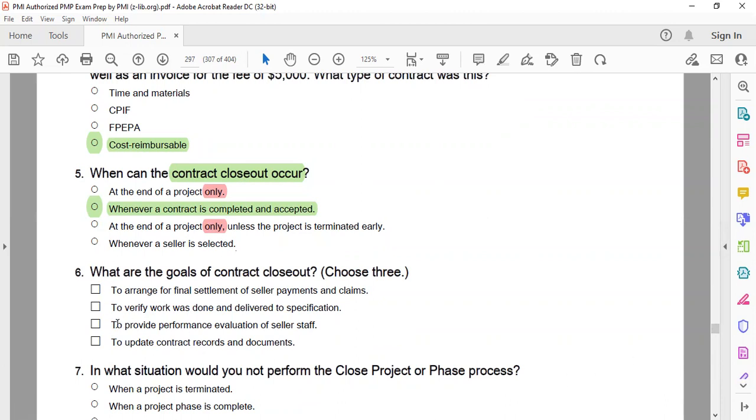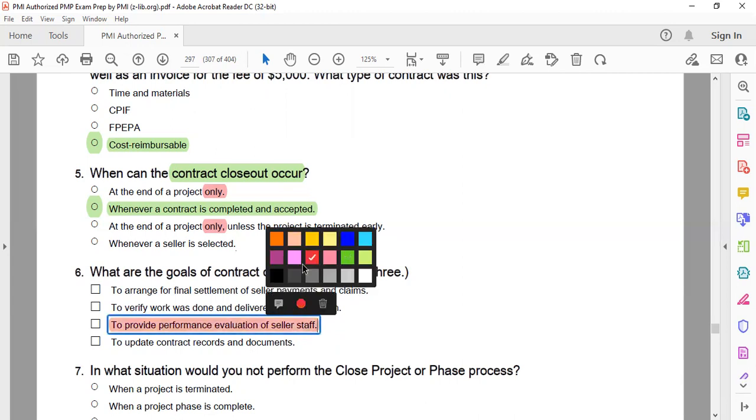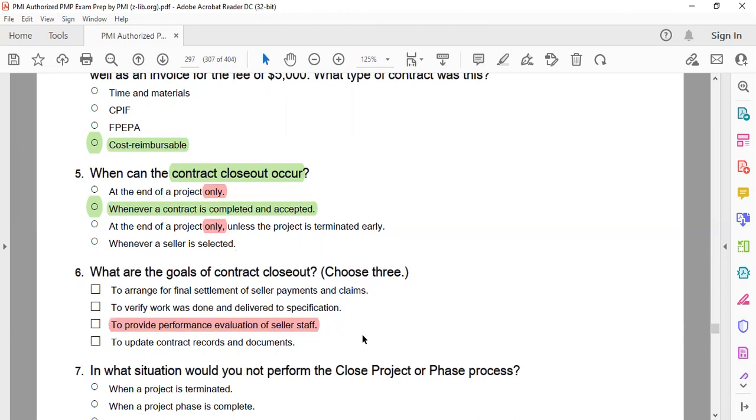If you look and read C, to provide performance evaluation of seller, till here everything is correct. But staff, what do I have to do with the staff? I'm not concerned with staff. You are dealing with the seller. So this is not the answer; except this, all are the correct answers. You guys agree?